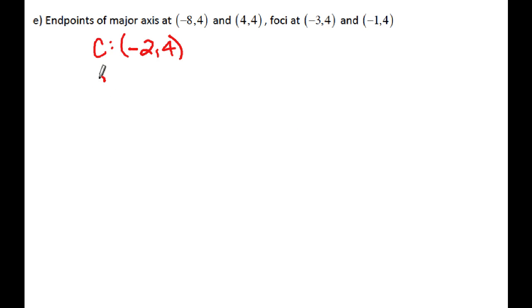We can also figure out what A is, because A is the distance from your center to one of the endpoints of your major axis. So from (-2, 4) to (-8, 4) is 6 units, and (-2, 4) to (4, 4) is also 6 units, so A is going to be 6.